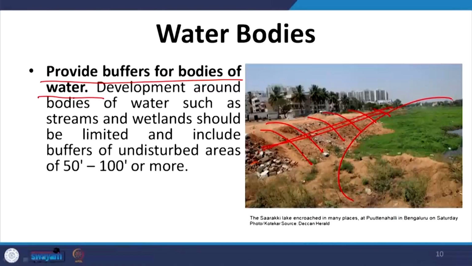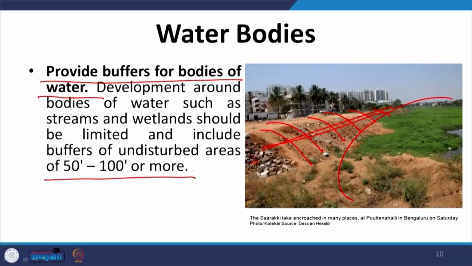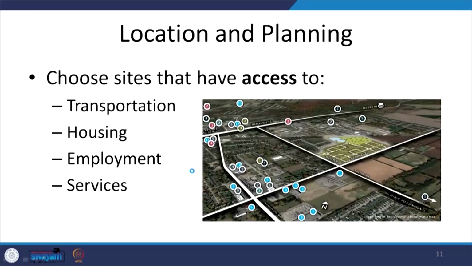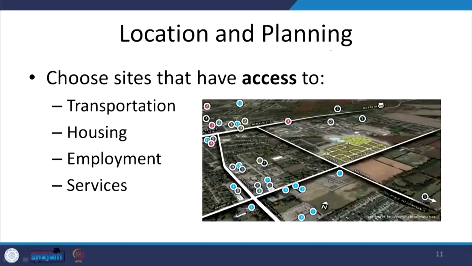It varies, ranging between 50 feet to 100 feet, or it may be more depending upon the scale and the type of water body. But we have to ensure that we do not construct adjacent to water bodies. Then we come back to location and planning, and all the green building rating systems, which are voluntary in nature and also vary from place to place, mention that sites should be chosen for development that have access to transportation, housing, employment and services around them.